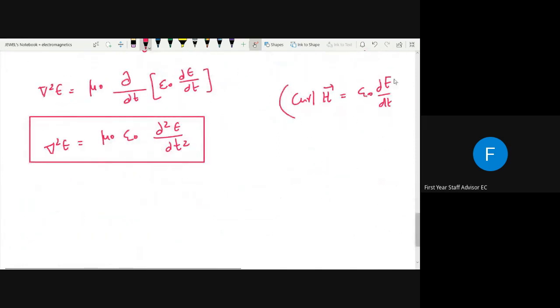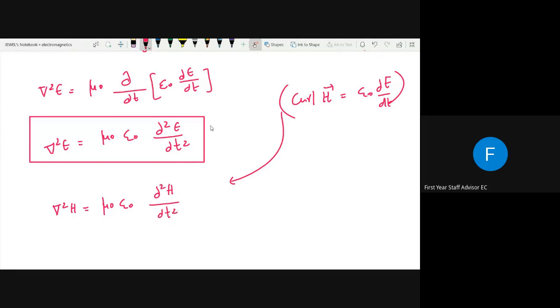Taking curl on both sides of this equation, we will reach an equation which says that del square H is equal to mu 0 epsilon 0 dou square H by dou T square.